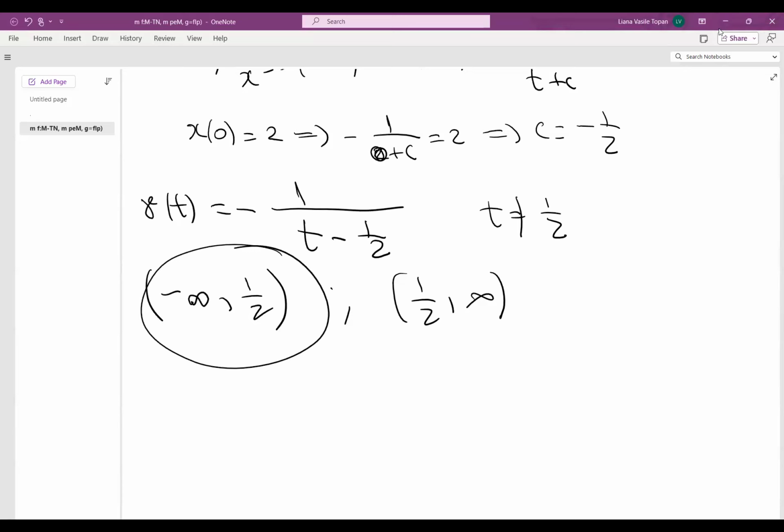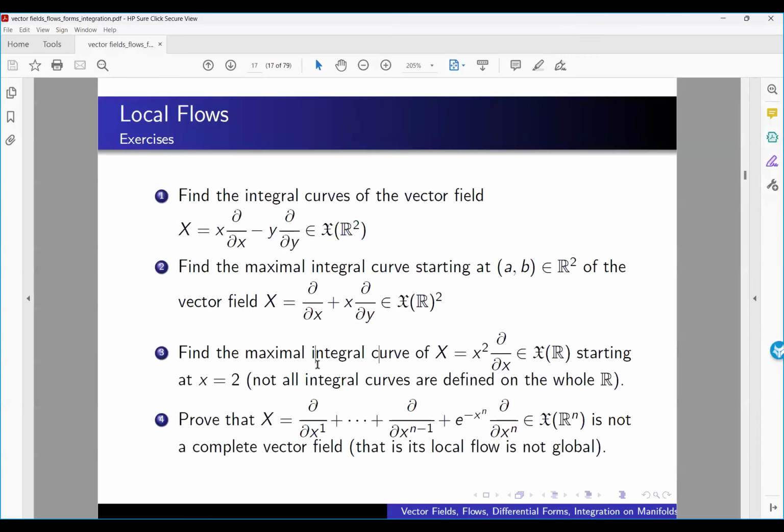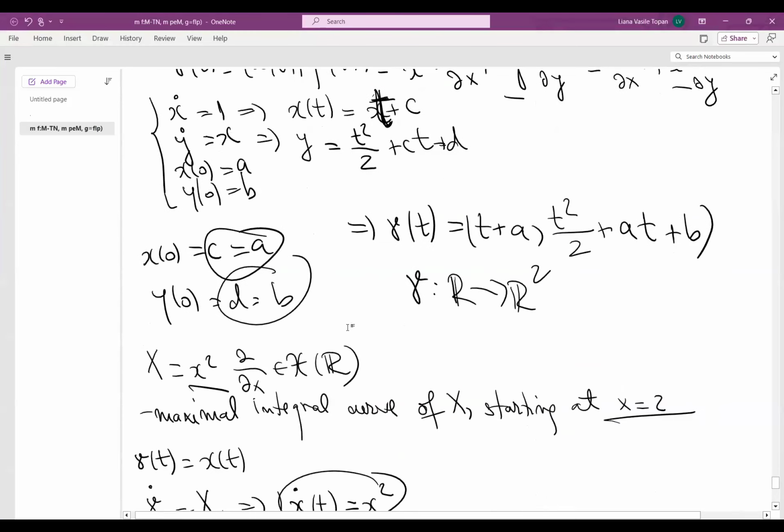All right, now for the next one, try to do it yourself. It's the same thing, right? With n components, you need to show that this is not complete. So a complete vector field is a vector field for which the local flow is global. So we can define it over the whole R, right? So for instance, our last example was not a global flow because you cannot define it over the whole R, right? But the previous one, yes.